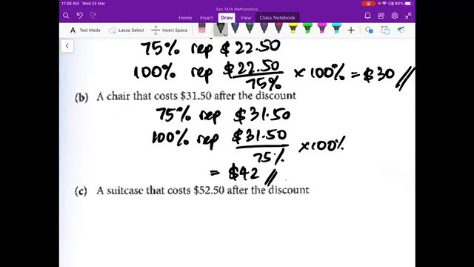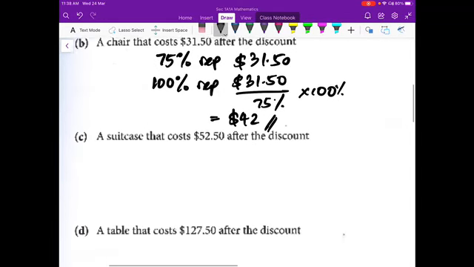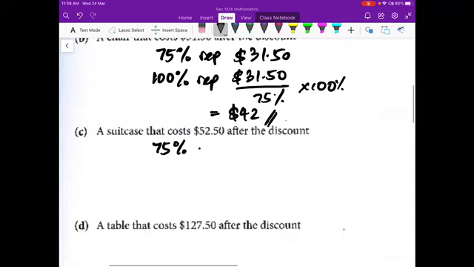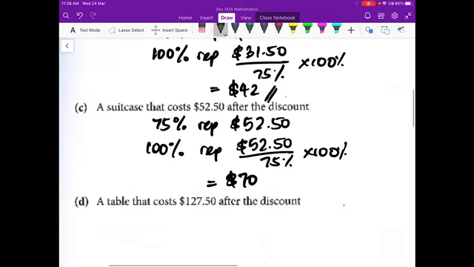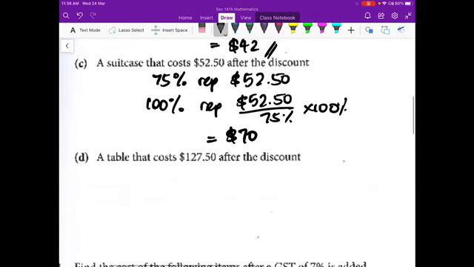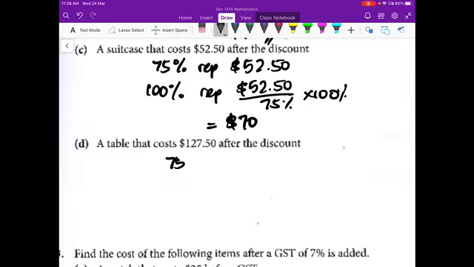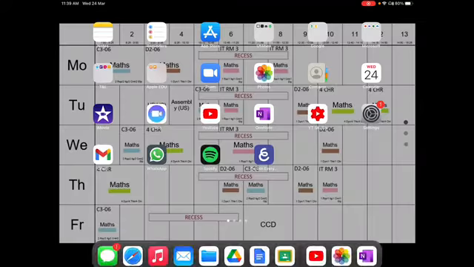Okay, and the final two. 75% again represents 52.50. $70, is it? Okay, trust you. Okay, final one. $127.50. So same 75%. And then we want our 100%.